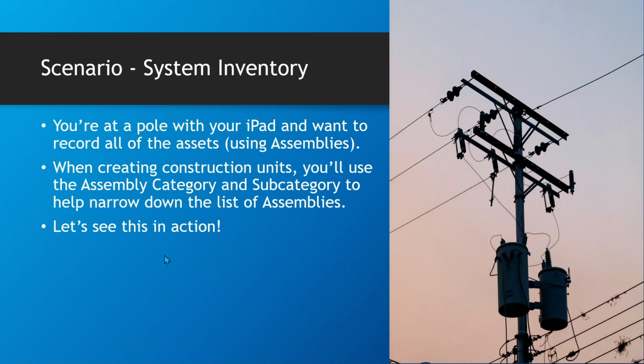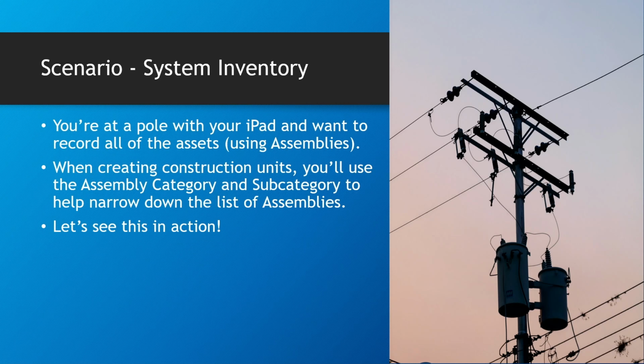So let's talk about a real-world scenario, such as a system inventory. So how would that work? You need to collect all of the assets in your system. You have an iPad and you're going around to, let's say, a pole, and then you're going to collect the information that's on that pole so that it is recorded as assemblies. And so the assembly category and subcategory helps make that easier.